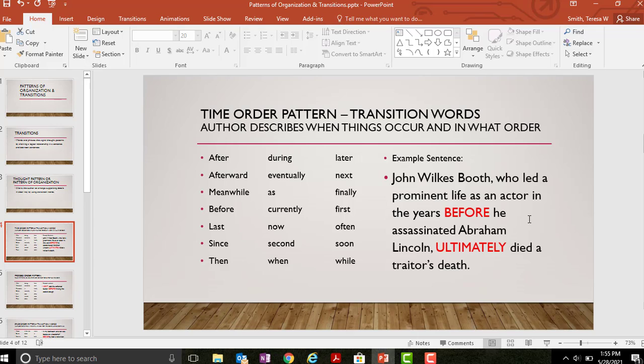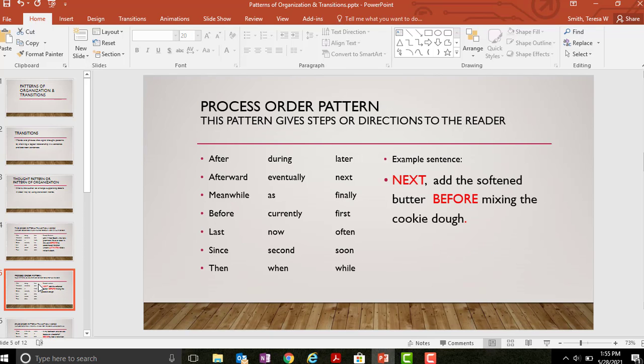I have an example sentence for you with the transition words in red. John Wilkes Booth, who led a prominent life as an actor in the years before he assassinated Abraham Lincoln, ultimately died a traitor's death. So you've got those transition words before and ultimately that signal time order pattern.